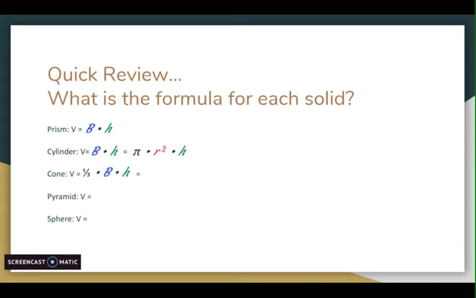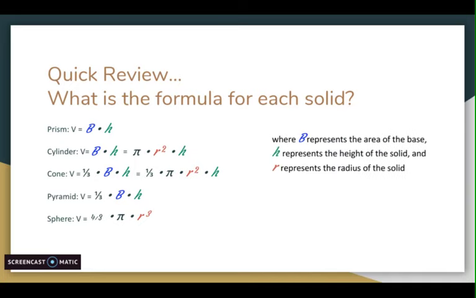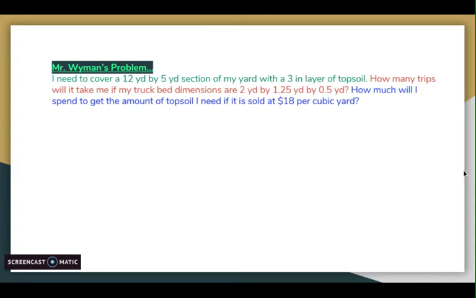Cone is similar, except this time it's 1/3 times the area of the base times the height. Again, the area of the base of a cone is always going to be a circle as well, so we can plug that in there also. A pyramid is 1/3 times the area of the base times the height, and a sphere is 4/3 times pi times r to the third power. Now remember, B represents the area of the base, H represents the height of the solid, and R represents the radius of the solid.